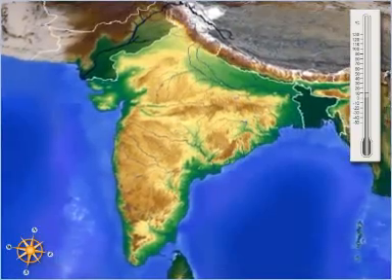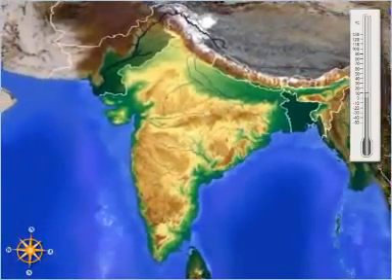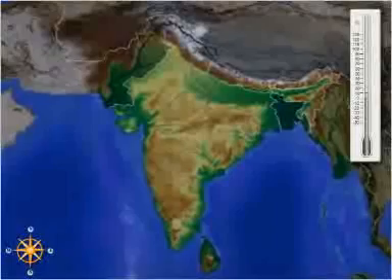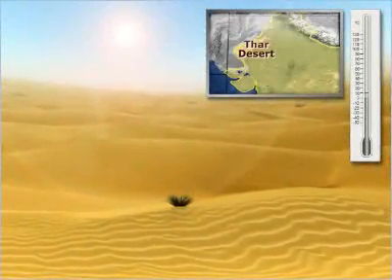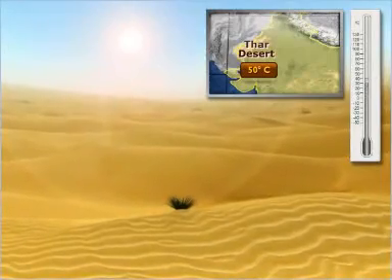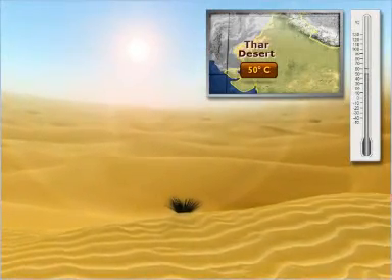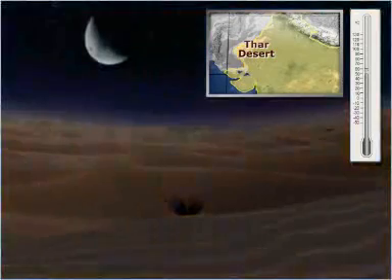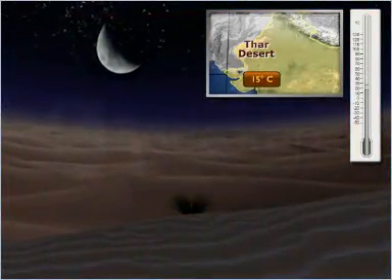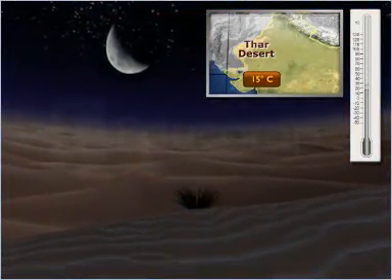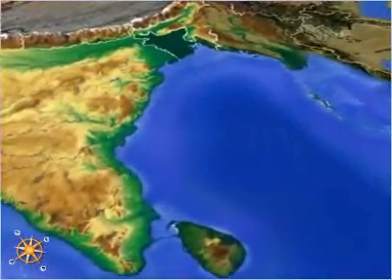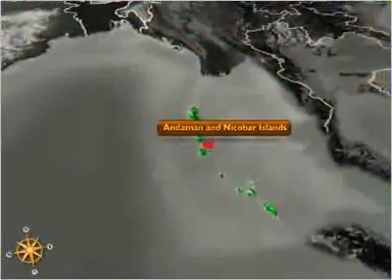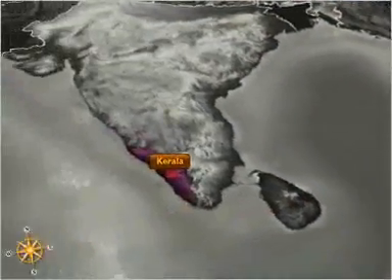In some regions, there is a considerable difference between day and night temperatures. For example, in the Thar Desert in Rajasthan, temperature may rise up to 50 degrees Celsius during daytime and may drop to 15 degrees Celsius during night time in the same day. But there is hardly any difference between day and night temperatures in the coastal places of Andaman and Nicobar Islands or in Kerala.